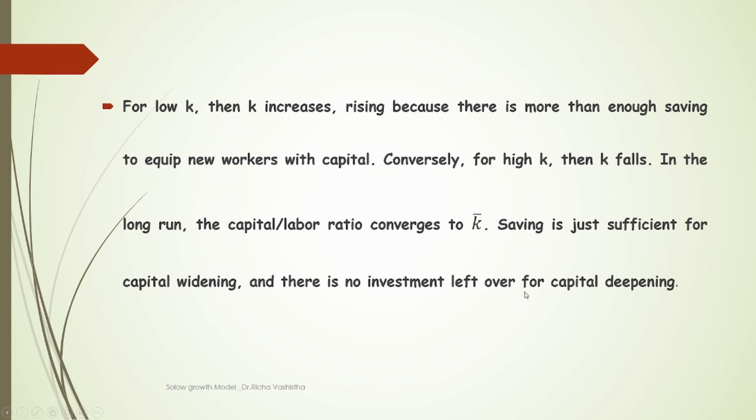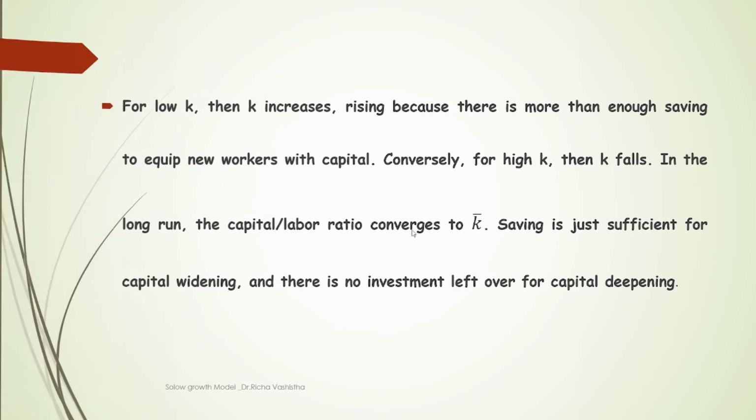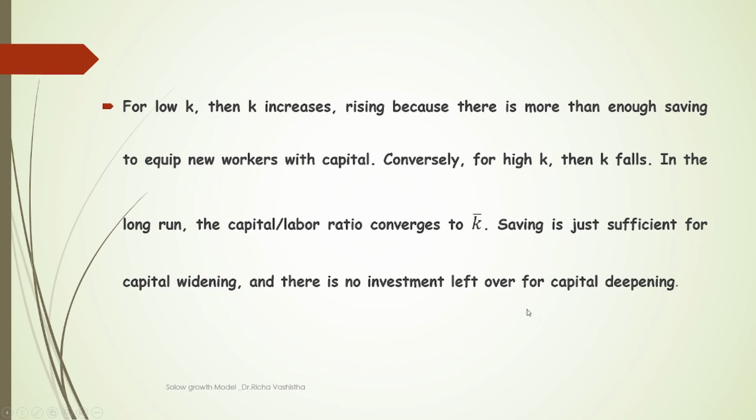On the other hand, for high k, like here, when it comes to the topmost point where it reaches its highest level, then it starts falling. Or further here, even it becomes equal, and further it goes up to this point, and then from here it will start falling. So what happens? It shows that in the long run the capital labor ratio converges to k bar.